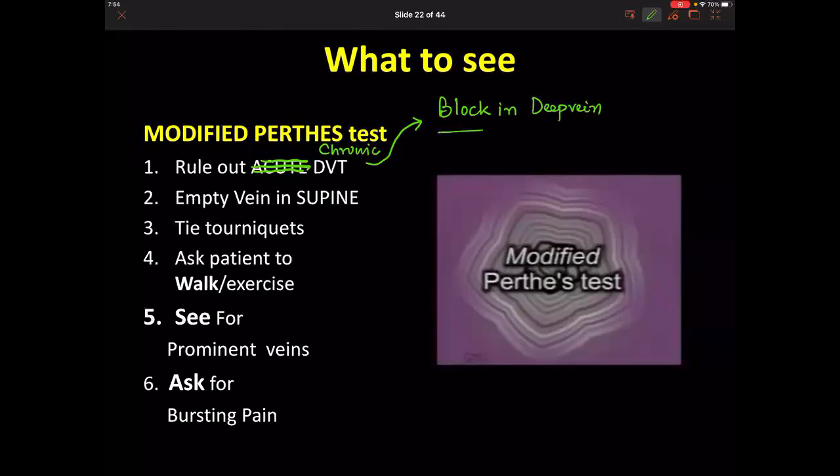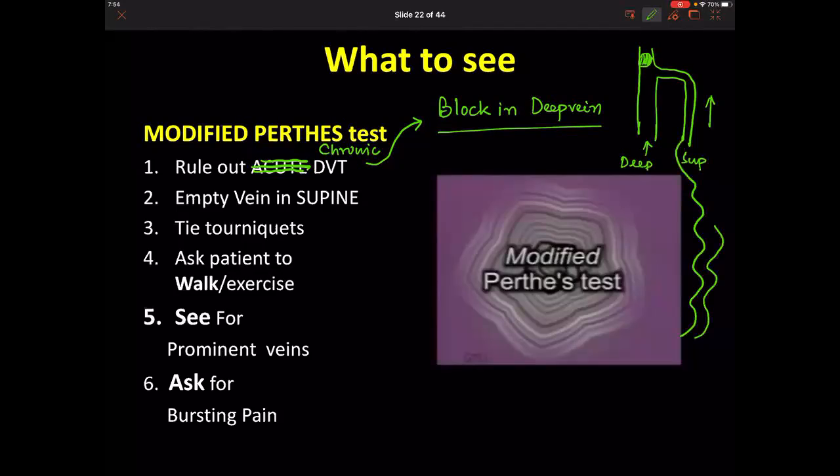Now understand the test. The test philosophy is very simple. As I have said, there are two sets of veins that drain the leg, the superficial vein and the deep veins. So this is the deep vein, this is the superficial vein. Now, if there is a clot in the deep vein, that means blood is now going to be more in the superficial vein, and it is now going to be like a varicose vein.